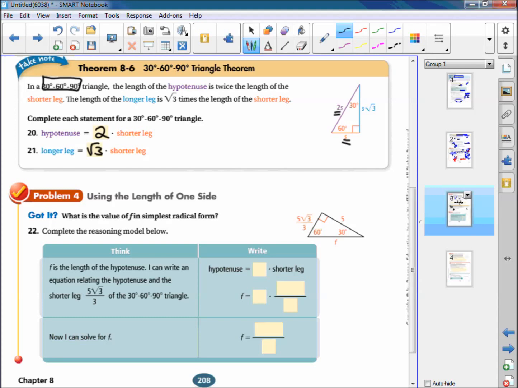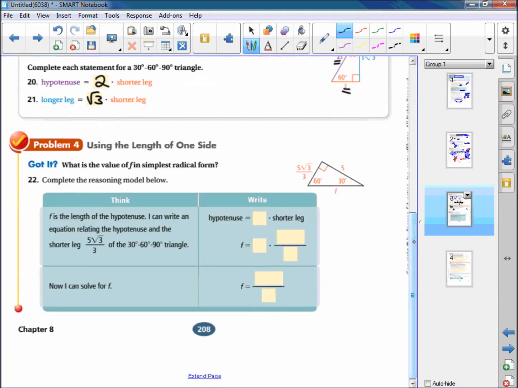Okay? Problem number 4, we're going to practice this a bit. Use the length of one side. What is the value of f in the simplest radical form? Complete the reasoning model below. Okay? So f is the length of the hypotenuse. I can write an equation relating the hypotenuse and the shorter leg, doing 5 root 3 over 3. So this is my shorter leg. And I want to find the long leg and the hypotenuse.